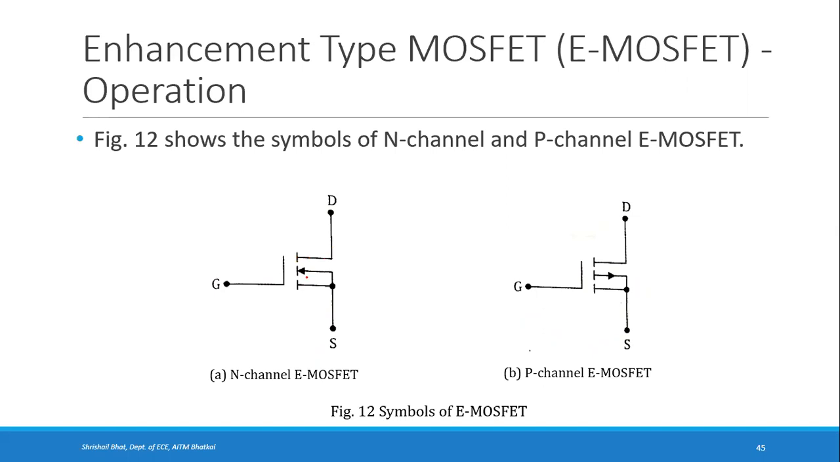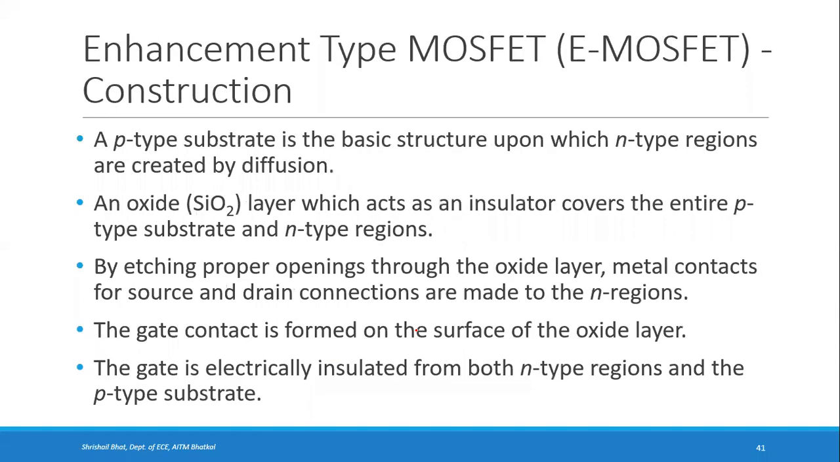Then wherever there is an arrow mark pointing inside, that is an N channel E-MOSFET. Wherever that arrow mark is connecting, that is the source terminal. In P channel, the arrow mark is outside. Okay, so these are the symbols of your N channel and P channel E-MOSFETs. What we have seen in the example is an N channel E-MOSFET.